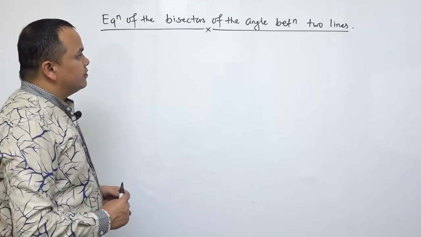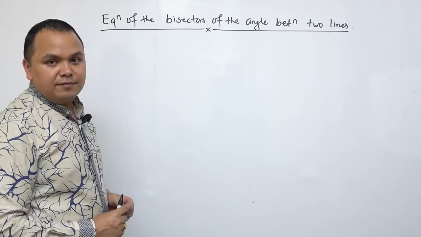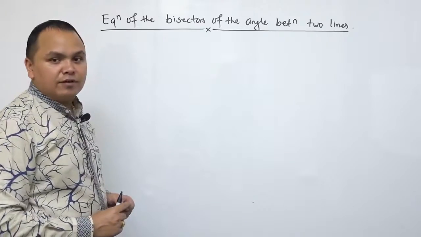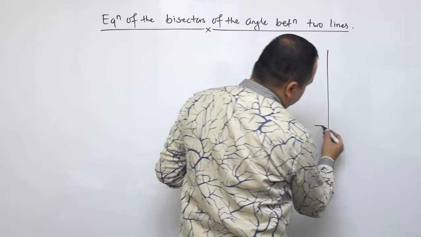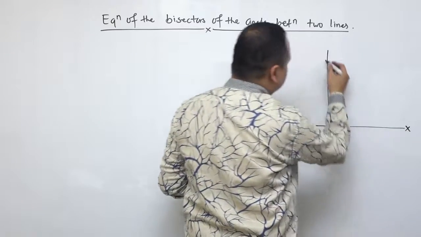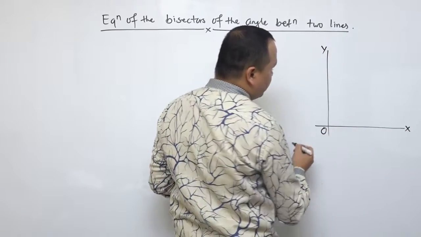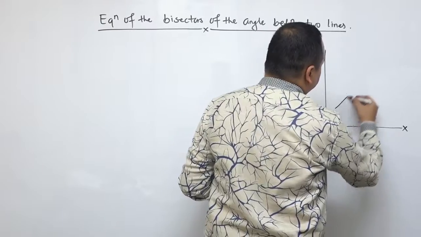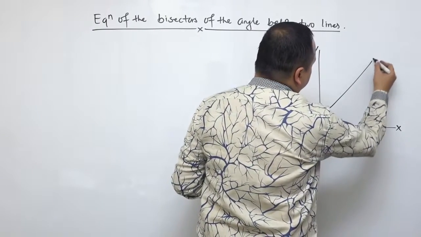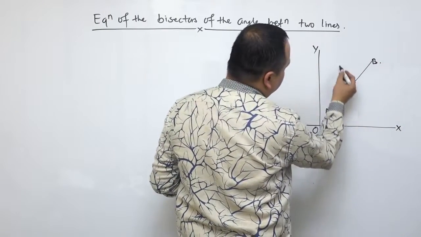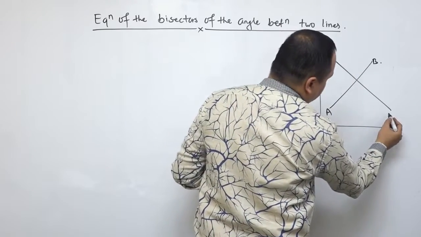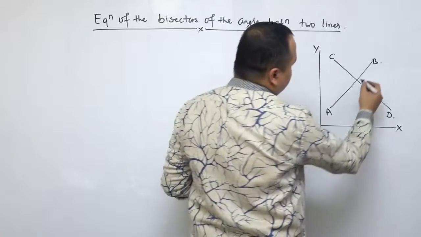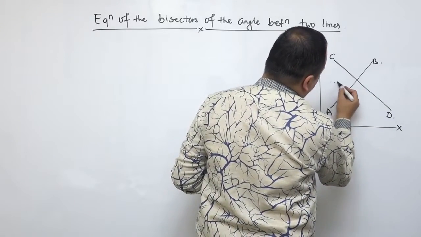Okay, students, we have one important theorem: equation of the bisectors of the angle between two lines, which is very important for us. Suppose this is x-axis and y-axis, which is origin. Here AB, one line, and CD, another line. Angle bisectors.